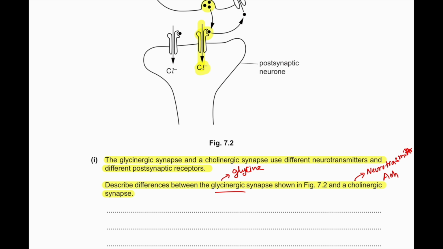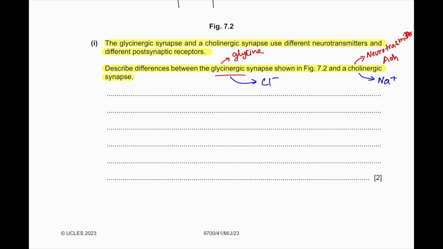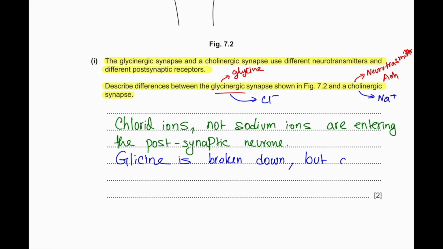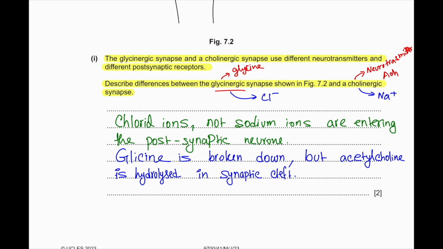In the cholinergic synapse, we use sodium ions in the postsynaptic membrane for depolarization. And in the glycinergic synapse, it is the influx of chloride ions. So the answer can be written as follows. Chloride ions, not sodium ions, are entering the postsynaptic neuron in a glycinergic synapse, and glycine is not broken down, but acetylcholine is hydrolyzed in the synaptic cleft.